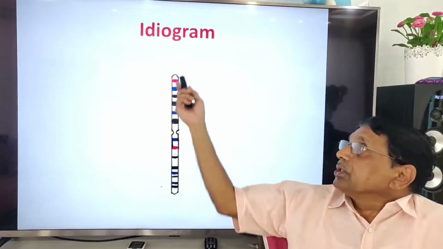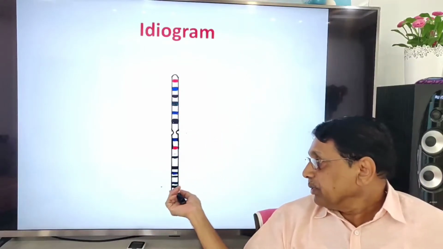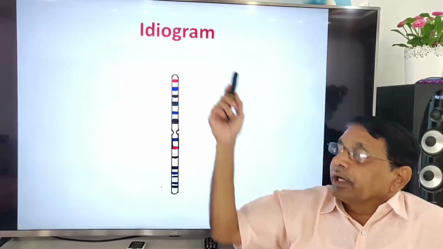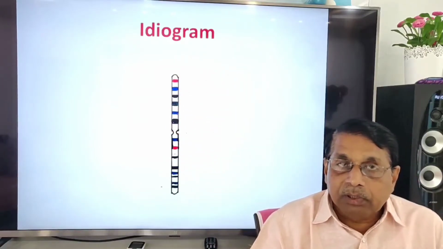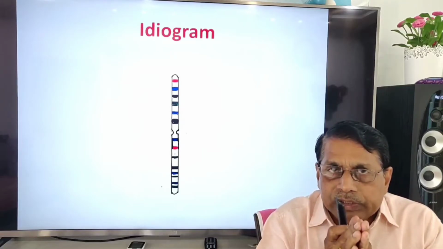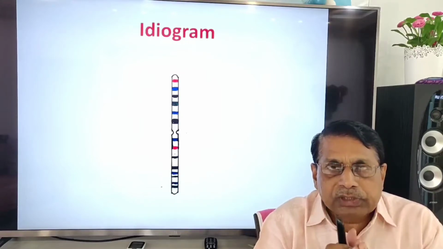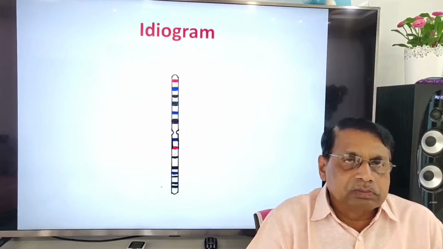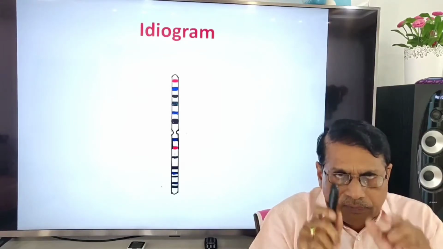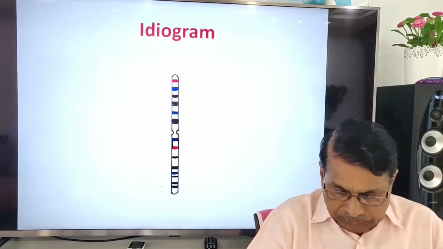So suppose you take a particular chromosome. The genes are represented in the form of bands. This is called idiogram. But in karyotype, we just represent a diagrammatic representation. We don't indicate the number of genes or the position of the genes on the chromosome. So we will be knowing only the length, width, centromere position, such type of details.